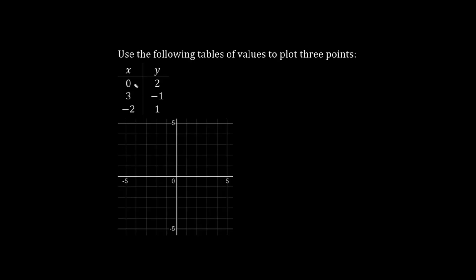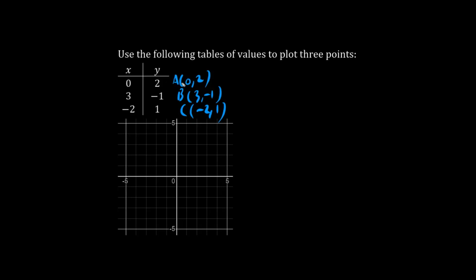Now let's plot these points. We have a table of values. 0, 2 is the point. We have 3, -1 as our second point. And our third point has coordinates -2, 1. We'll call this A, B, and C.